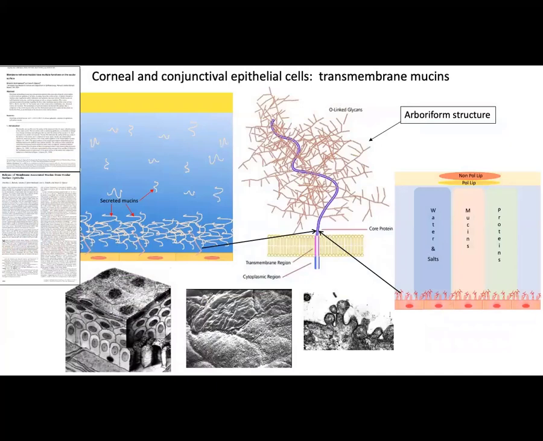This is a more detailed representation of transmembrane mucins in the glycocalyx of epithelial cells. They maintain ocular surface wettability because secreted mucins adhere to the arboriform structure.